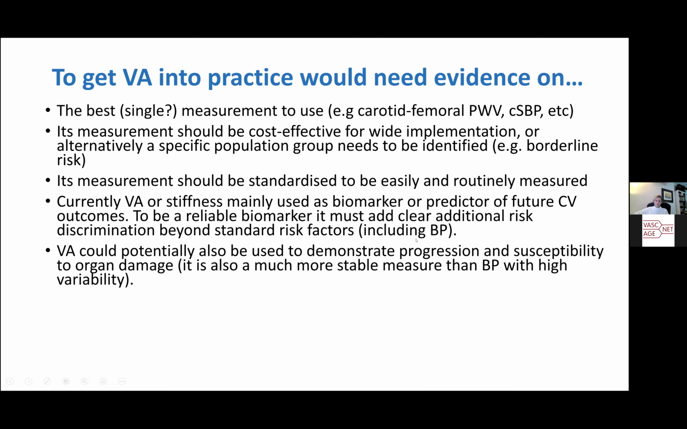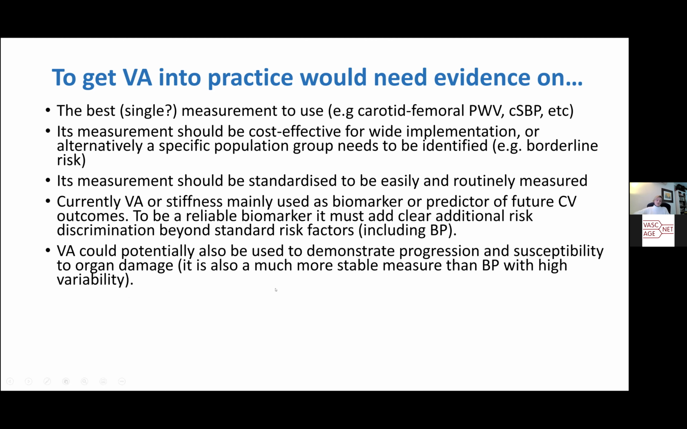There are several champions around the world for this, but for some reason it's not being taken up, and I think the evidence is not yet convincing enough in terms of large trials. We could also, as a further point here, indicate that vascular aging could potentially also be used to demonstrate the progression and susceptibility of organ damage, because it does change over time. I think it's a great benefit, actually, if you were able, for example, to have pulse velocity assessments over time and see whether treatment is effective in reducing the stiffness, then you know that there is very likely to be a reduction in overall cardiovascular risk as well.